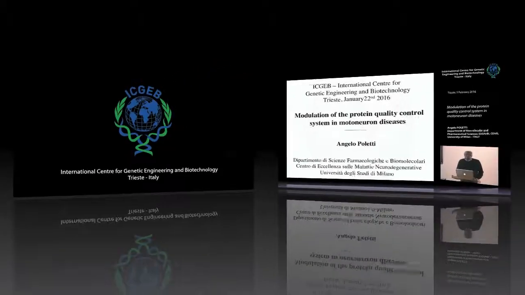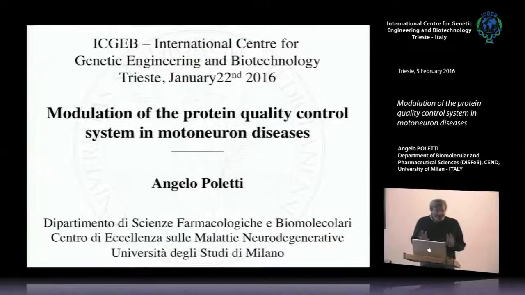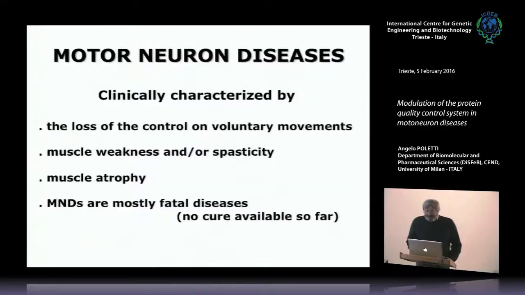I work on a motoneuron disease. I was told to just make a very brief introduction on the topic, just for people that have never heard about it. Motoneuron diseases are clinically characterized by the loss of the control of the voluntary movement of the skeletal muscle, and are associated with weakness and/or spasticity, depending upon the type of motoneuron which is affected in these diseases. But muscle atrophy is always present, and this will often cause death by respiratory failure.